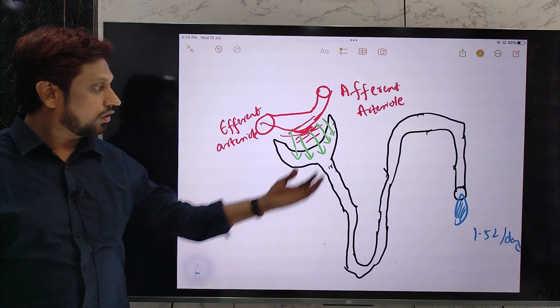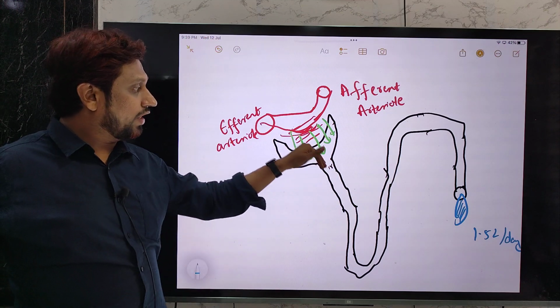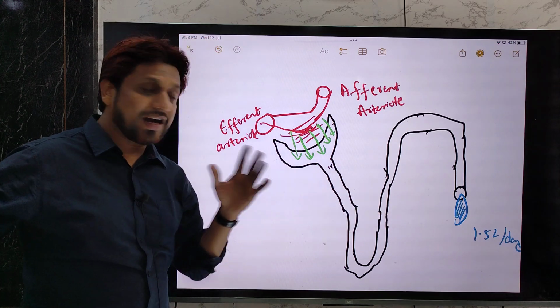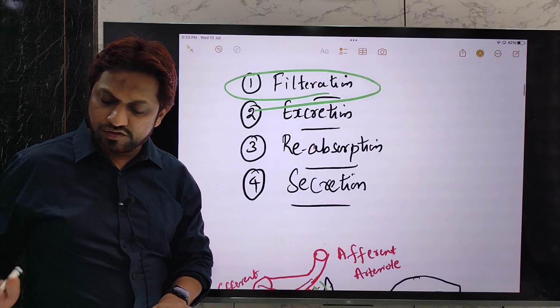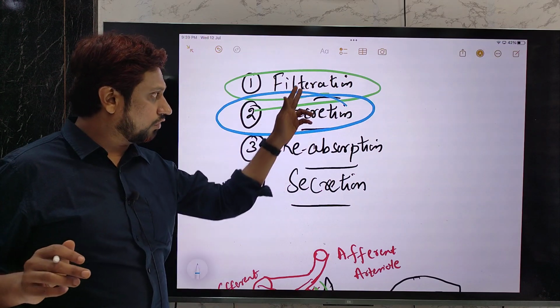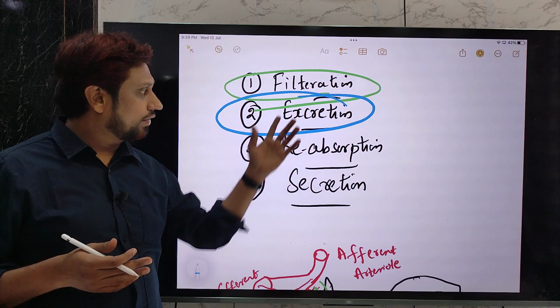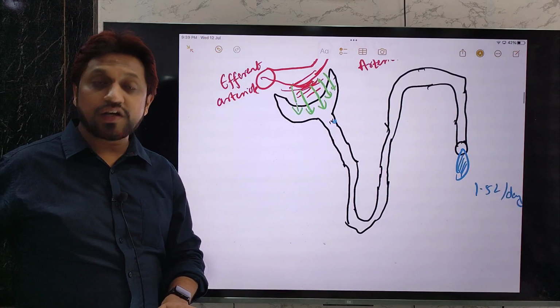Okay, the urine which is formed by the nephrons of our kidneys: ultimately, out of 180 liters which is filtered, only 1.5 liters is excreted. This is called excretion. So we have discussed what filtration is and what excretion is. Filtration is the GFR, and excretion is the formation of urine, around 1.5 liters per day.